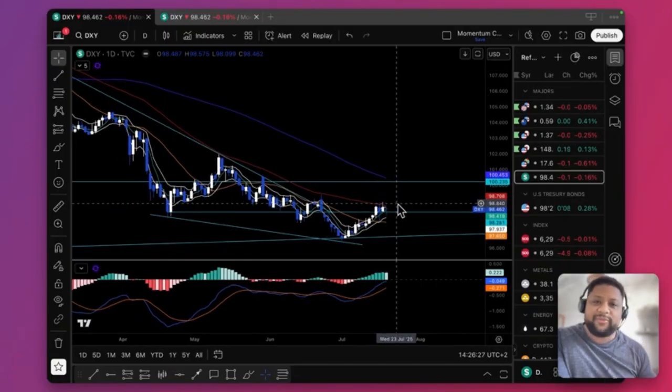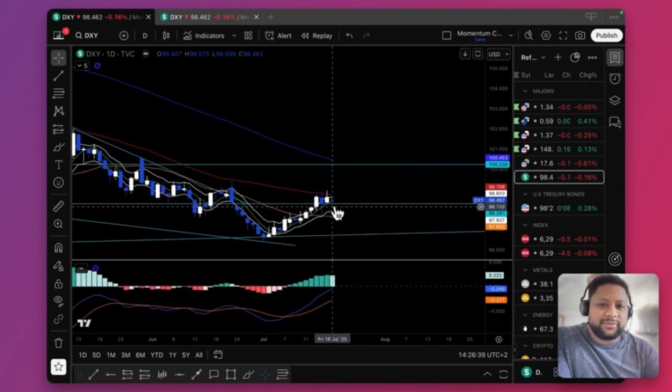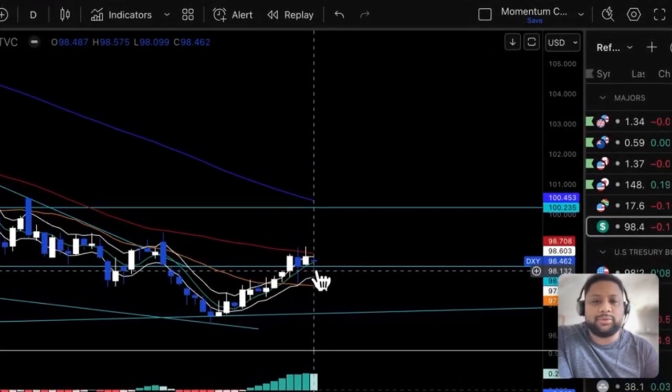Now, the question that we're faced with is: is this going to be the area that the market is going to start reversing, and we're going to see the continuation of the weaker dollar? However, I would beg to differ, just looking at how Friday's candle closed over here.